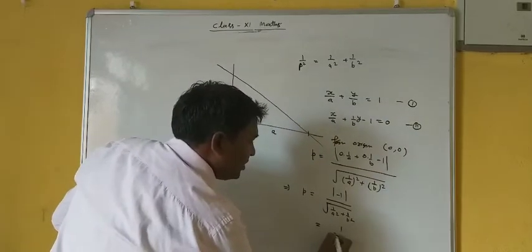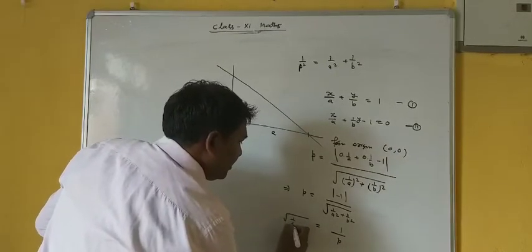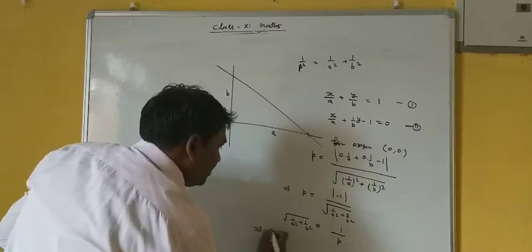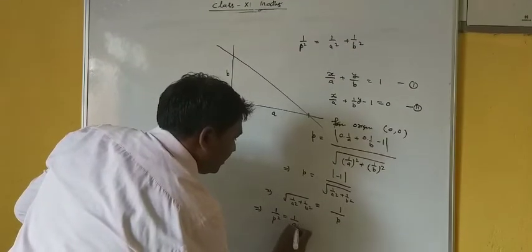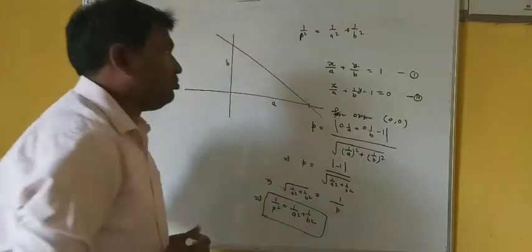Modulus of minus 1 means 1. So 1 upon P can be written as the square root of 1 upon A square plus 1 upon B square. Squaring both sides, what do we write? 1 upon P square is equal to 1 upon A square plus 1 upon B square. So this is proved.